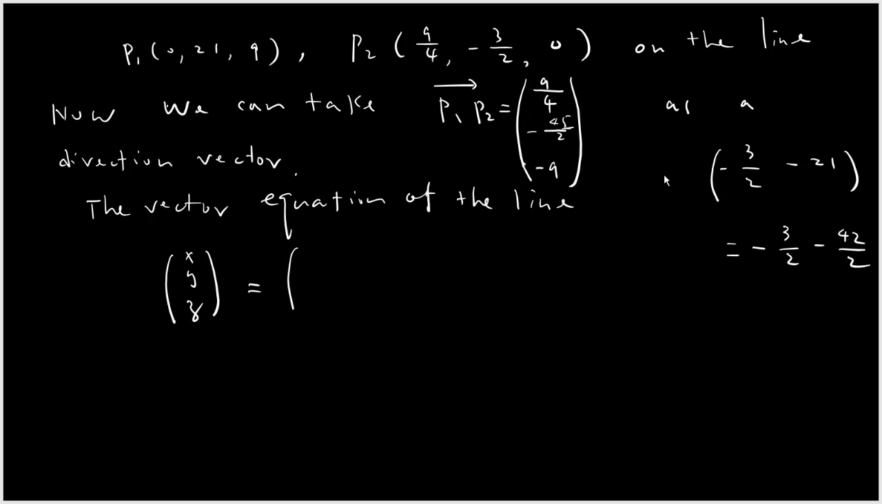for this one you have the coordinates of the point as the components in this vector, 0, 21, 9. And then plus t, a parameter, right? t is a parameter. And then a, b, c are the components of the direction vector: 9 over 4, negative 45 over 2, negative 9, right?